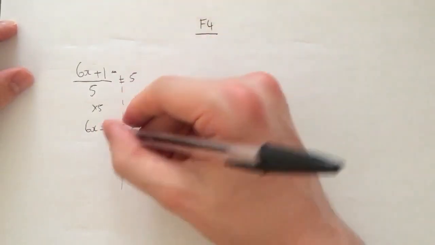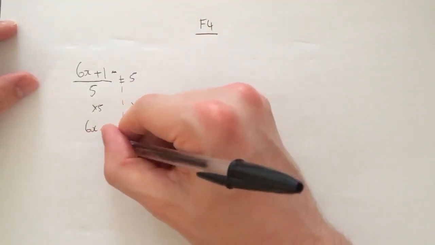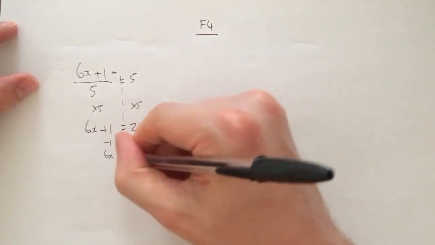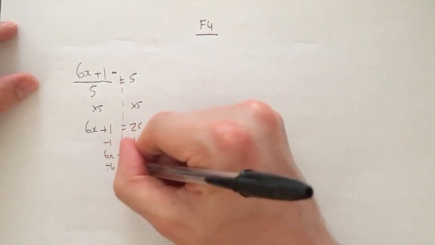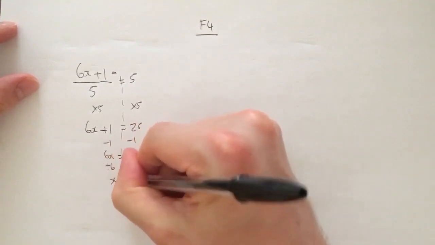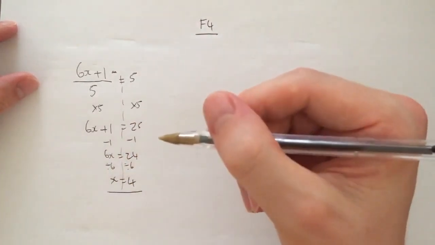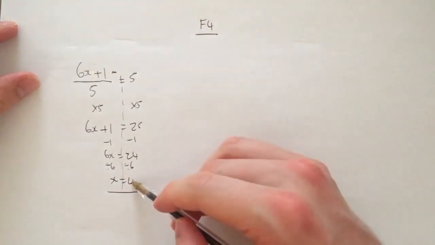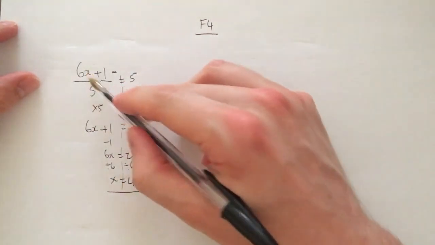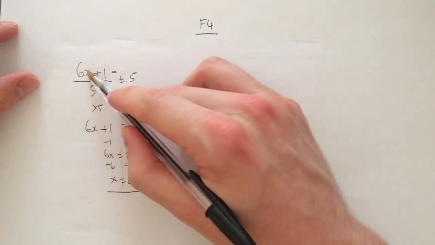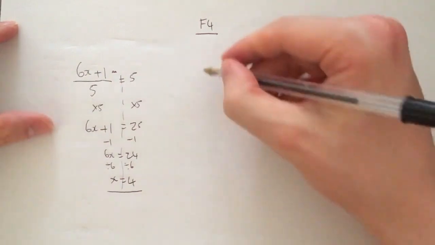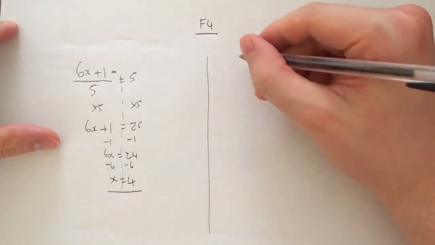Then you just do normal solving. Inverse 6x plus 1, so therefore I minus 1. 6x equals 24, so divide by 6, x would equal 4. Final answer. Again, for those of you that want to really prep your maths, you know that x equals 4, I substitute into there. 6 times 4 is 24, plus the 1 is 25. 25 divided by 5 is 5. Okay, last example of this video, guys.